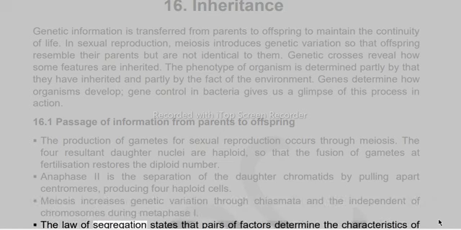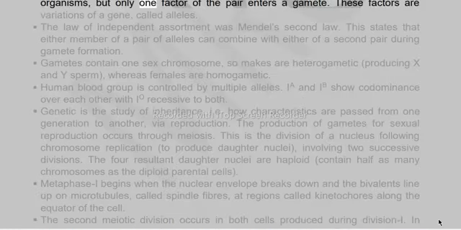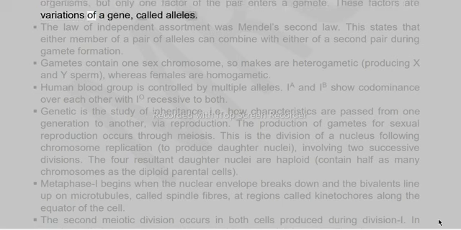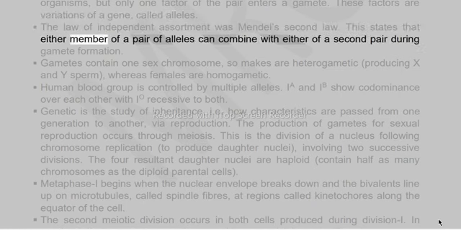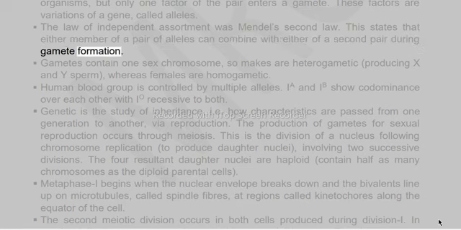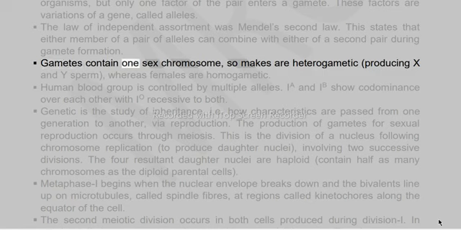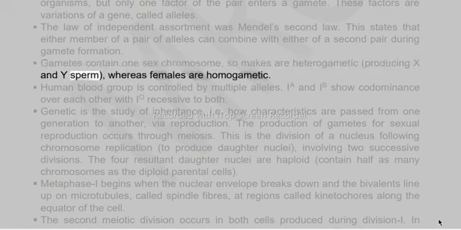The law of segregation states that pairs of factors determine the characteristics of organisms, but only one factor of the pair enters a gamete. These factors are variations of a gene, called alleles. The law of independent assortment was Mendel's second law. This states that either member of a pair of alleles can combine with either of a second pair during gamete formation. Gametes contain one sex chromosome, so males are heterogametic, producing X and Y sperm, whereas females are homogametic.